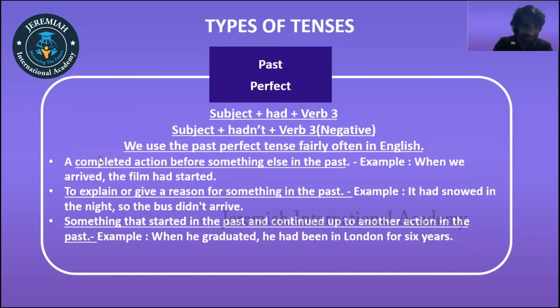Okay, please note this down. That is this sentence. Okay, for IELTS reference, that is to explain or give a reason for something in the past. So you need to give a reason why this change happened, why did this change take place.